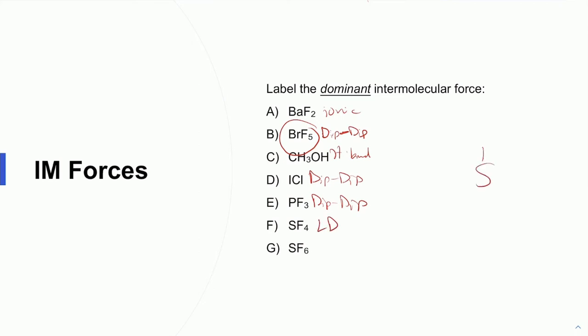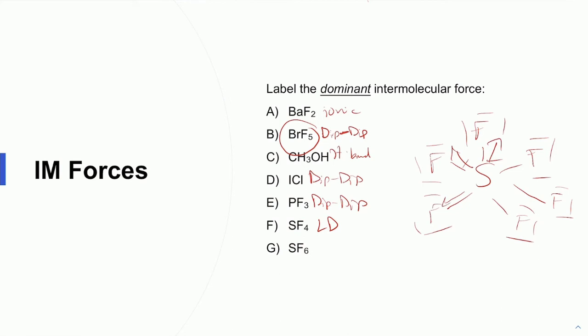Okay, SF6, last one. Okay, if I put this here. This is what it looks like, and there are no lone pairs on the central atom. And because it doesn't have any lone pairs, it becomes symmetrical. And when it's symmetrical, even if there are dipoles in the bonds, which there are, okay, they all cancel out, and so this is going to be London dispersion as well.